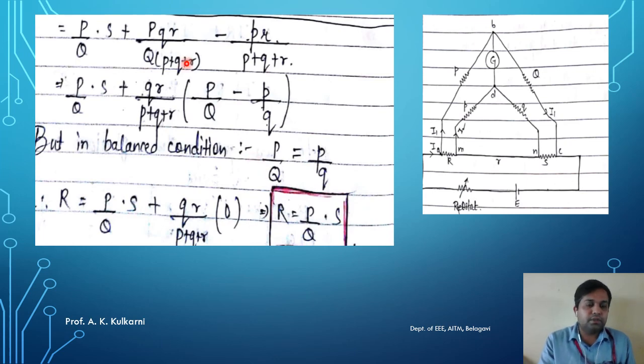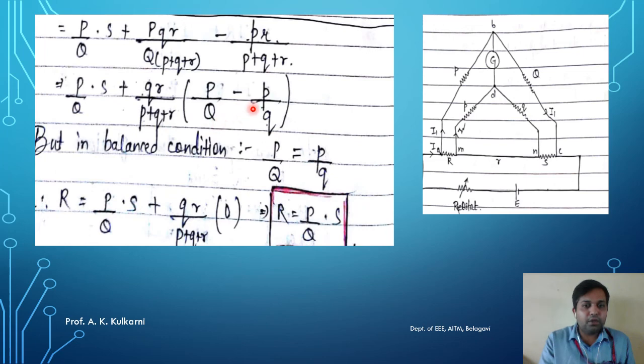After doing the simplification, we are going to get this term. So I'm going to take QR divided by (P plus Q plus R) as common. If I take QR divided by (P plus Q plus R), what is left over here is P by Q. In this term, what we are left with is P divided by small q.